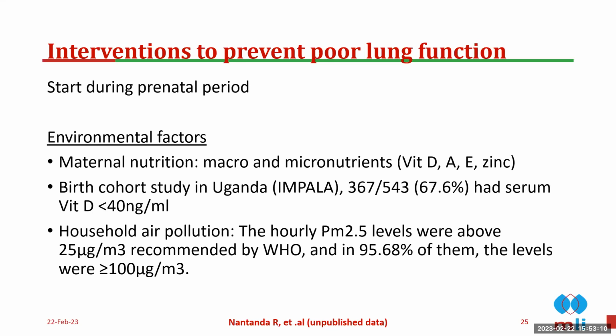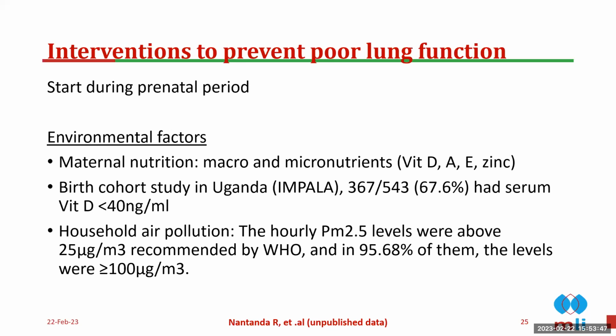I mentioned in summary that children with sickle cell disease usually have poor lung function. They are prone to all those complications. And the issue is, how do we then intervene? And at what point should we intervene? So I want to mention that interventions should actually start during the prenatal period. And this really cuts across whether the child has sickle cell disease or not, because we know that suboptimal lung function at birth increases the risk of sickle cell disease.